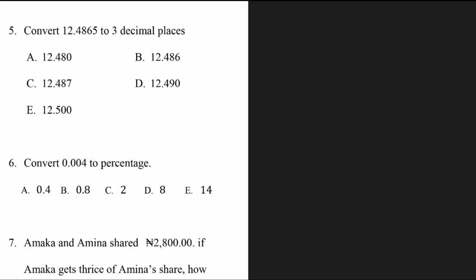Question 5 says, convert 12.4865 to 3 decimal places. So we have 12.4865 to what? 3 decimal places. So now what are we going to do? We are simply going to move this decimal point 3 places to the right. We have 1, 2, 3, right?